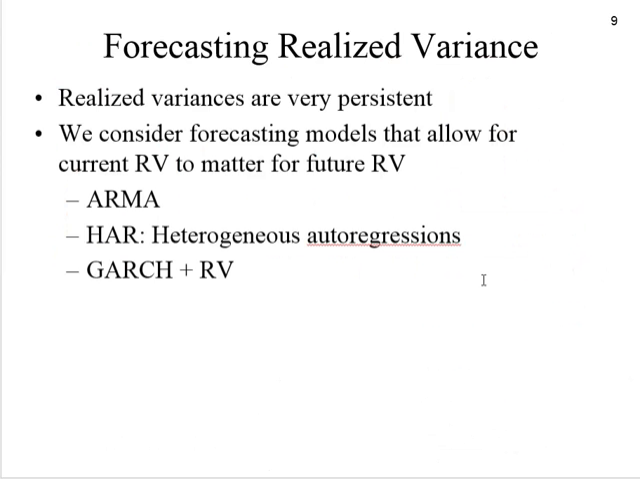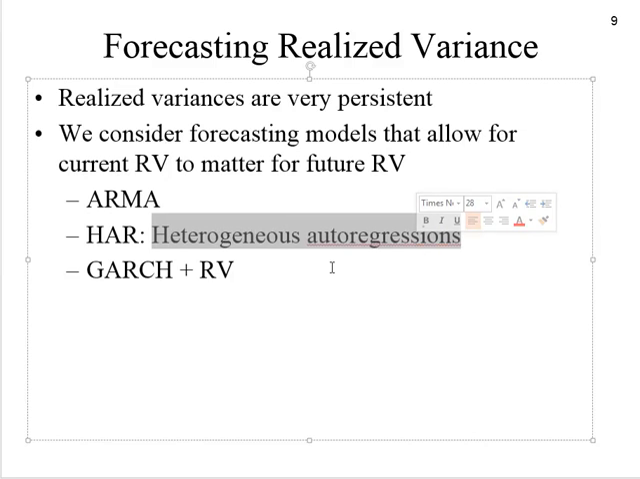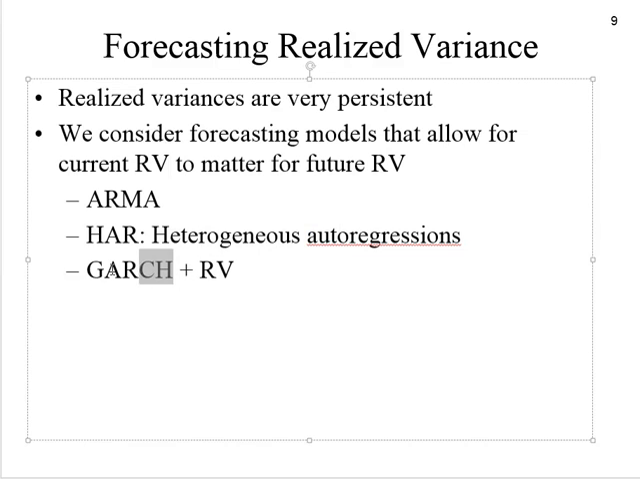Since we have daily realized variance from high frequency returns, we need models to forecast future realized variance. We are going to cover 3 models. The first one is ARMA, the second one is the Heterogeneous Autoregression model, and the third one is how to add realized variance to the GARCH models.